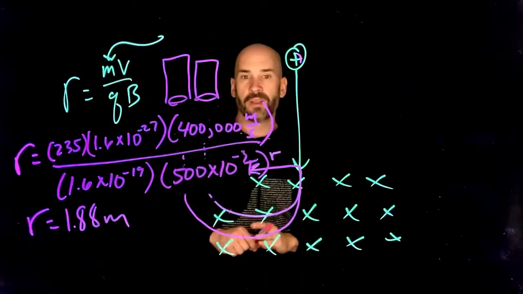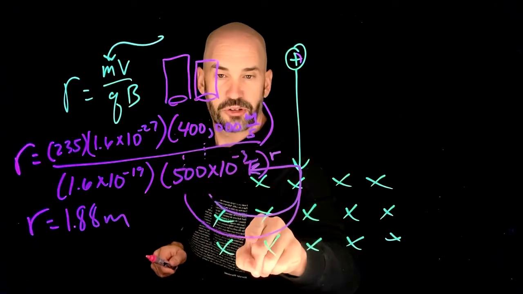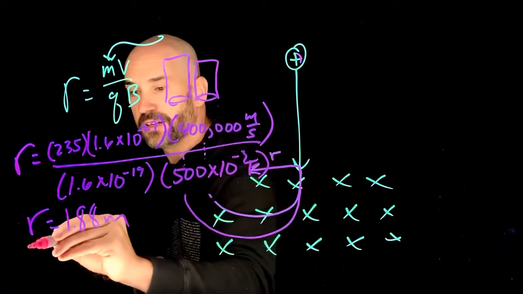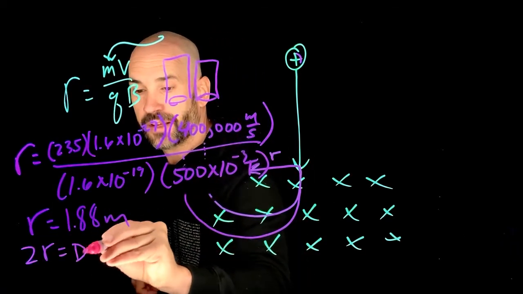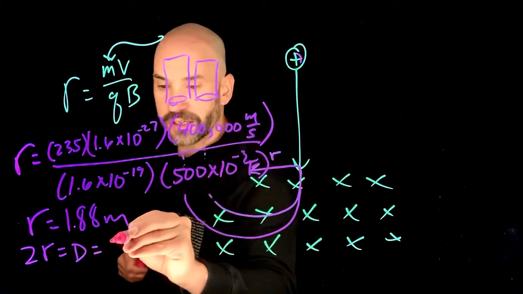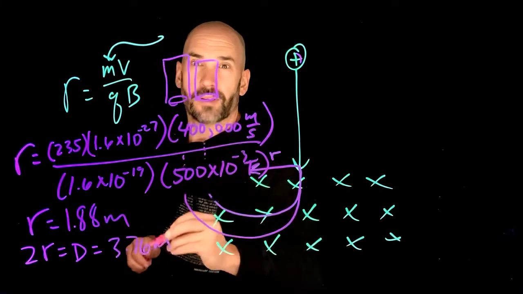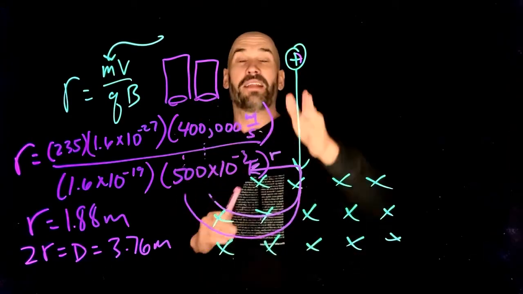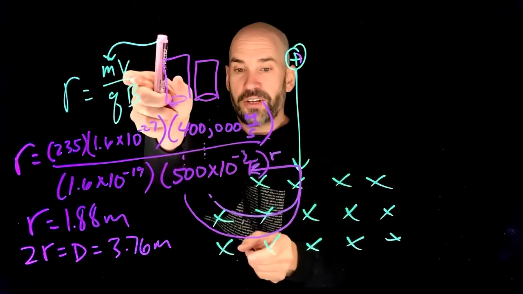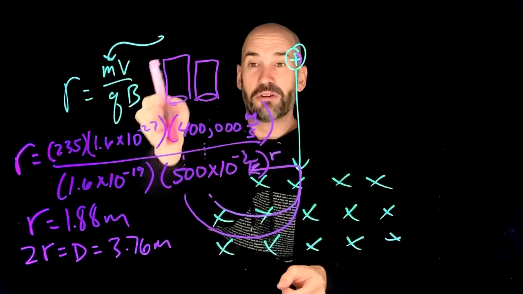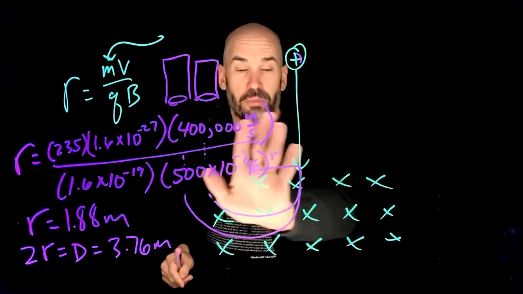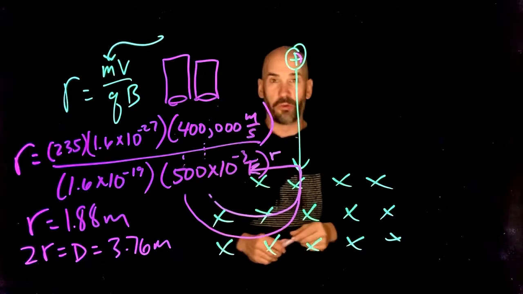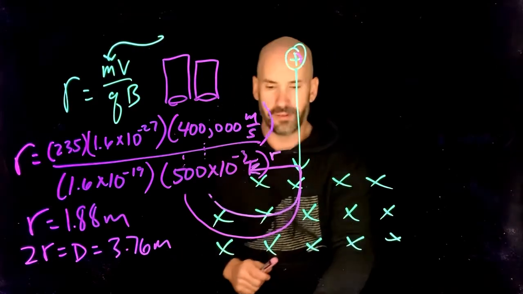Is that our answer? No, because one radius would only get you here. We want to get all the way back over here so that we can collect it in our little container. So we actually need two radiuses, or one full diameter, which if I double that, I get 3.76 meters. Okay, so I can basically fit this in a room. I have this mass spectrometer that I put in a room, have this little bucket over here, 3.76 meters away exactly, have the proper magnetic field, put it in with the proper velocity, and I can start collecting all those isotopes to make this bomb.